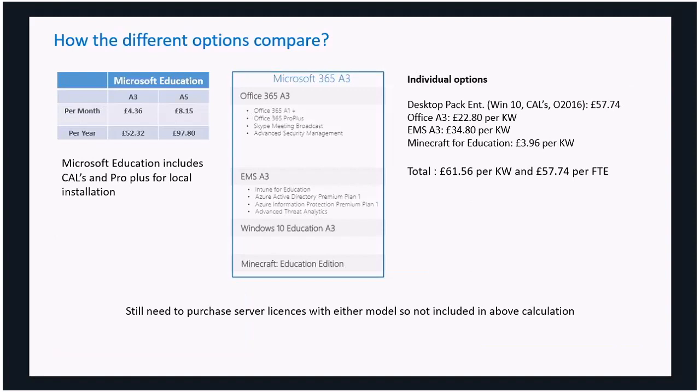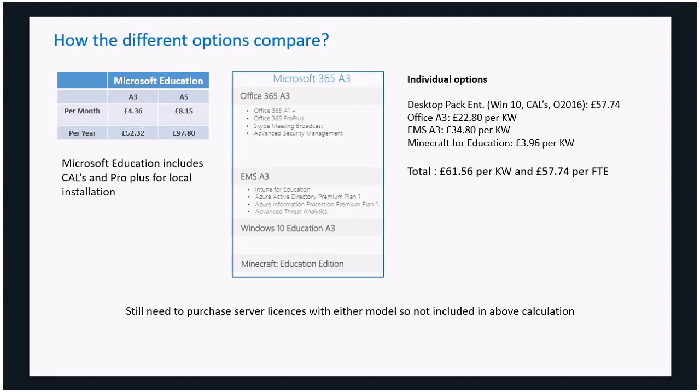But also, if you can get away with using the CALs that are included within the Microsoft Education bundle and the 365 Pro Plus, then it's also cheaper to do it that way through Microsoft Education 365 A3 than it would be to buy the desktop pack as well. So just a bit of a nod that it might be worth in the future, depending on your use case, of course, looking at this new bundle to see if it works out better for you.